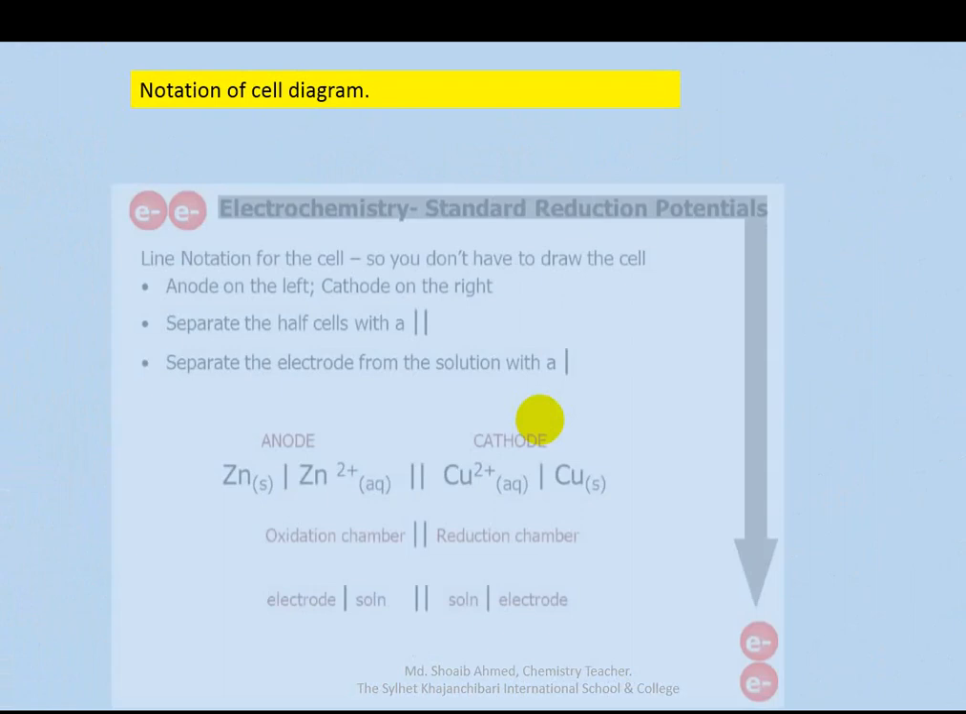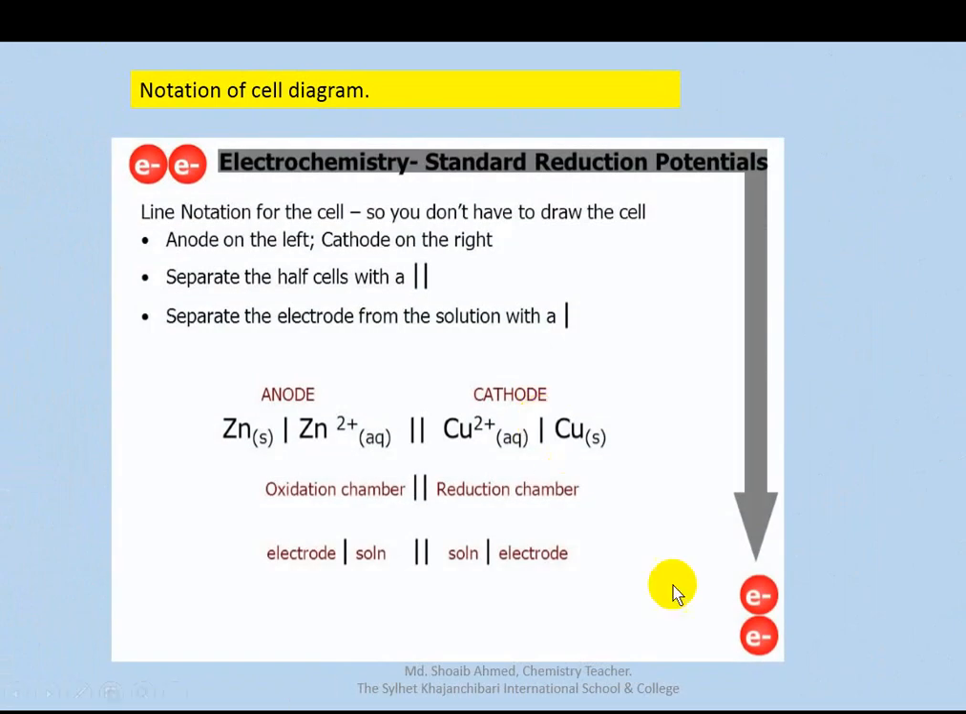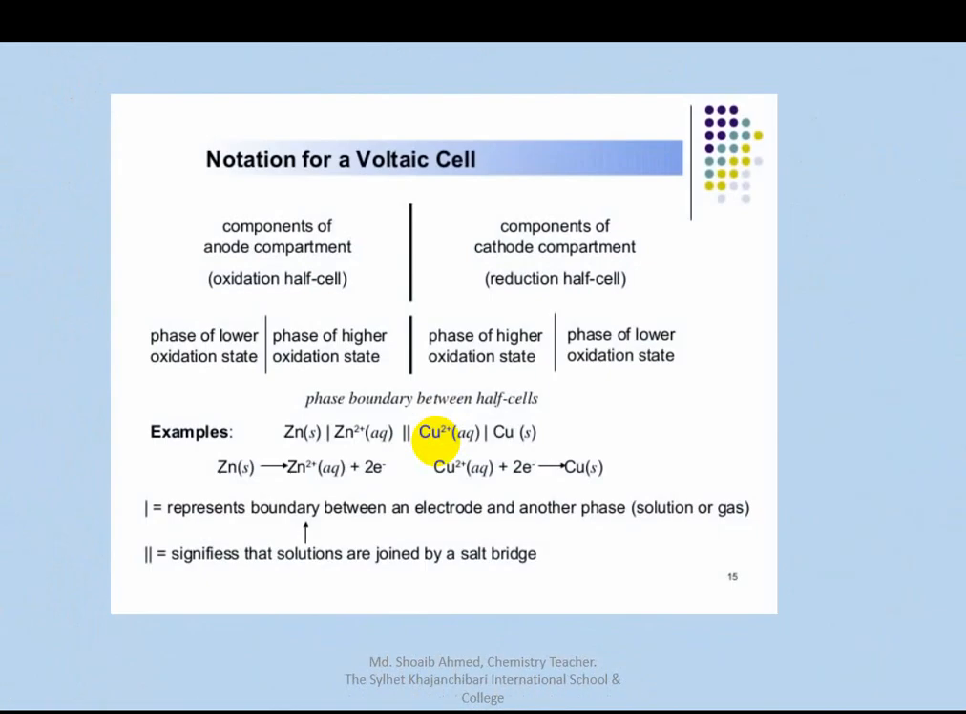Notation of cell diagram. We have seen this notation of cell diagram. This is the notation of the components of the anode, the oxidation operation, on the left hand side, and the components of the cathode, the reduction operation, on the right hand side, and this is the double bar.